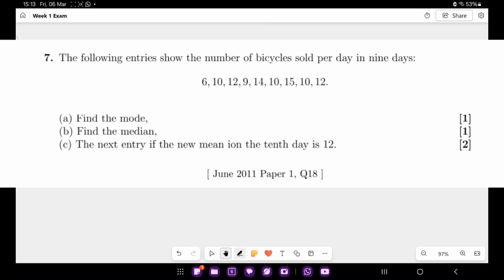For number 7 says the following entries show the number of bicycles sold per day in 9 days. So we're given 9 days and we're given the number of bicycles that were sold each day: 6, 10, 12, 9, 14, 10, 15, 10, 12. Then we were told to find the mode. So we're looking for the number which appears the most. So let's write our values down.